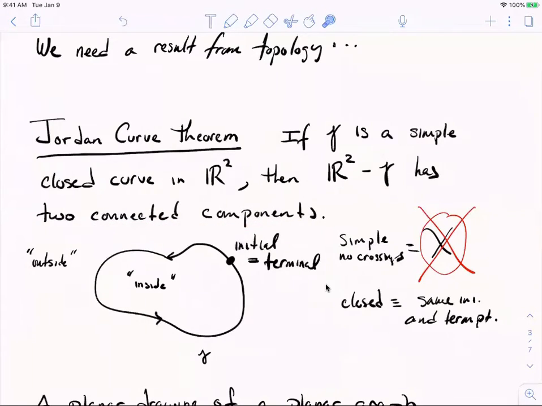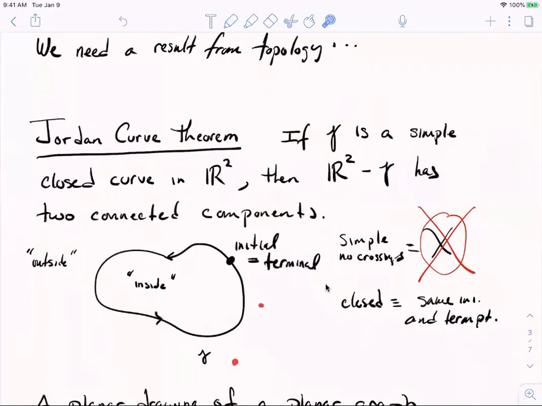It has two connected components. A connected component in the plane means, here I mean path connected: if you pick any 2 points inside, that's one of the components, then you can draw a path between those two points that stays inside. Even if you pick one over here and one up there, I can draw a path that stays inside between them. Same for the outside.